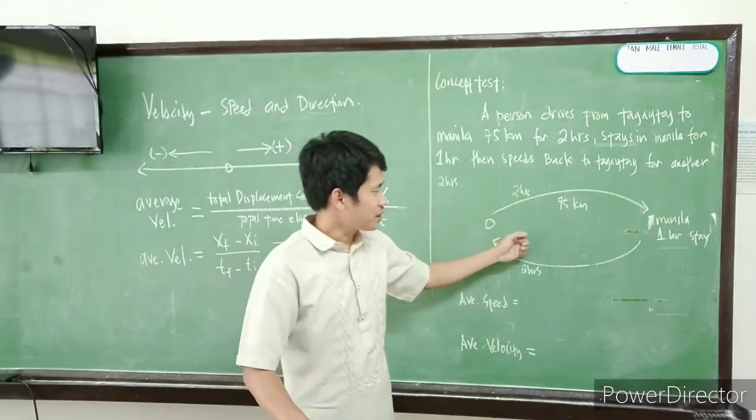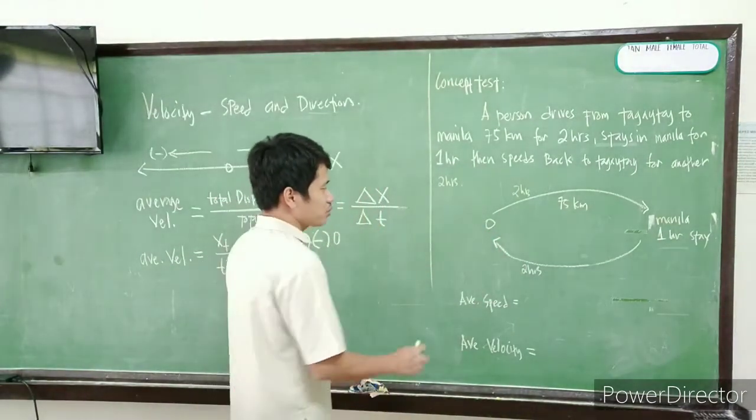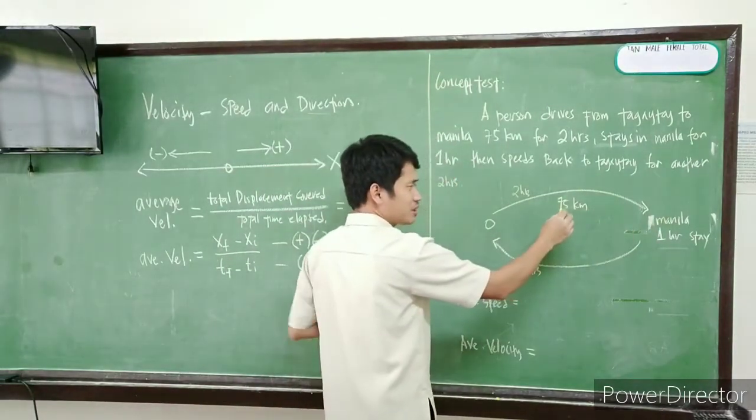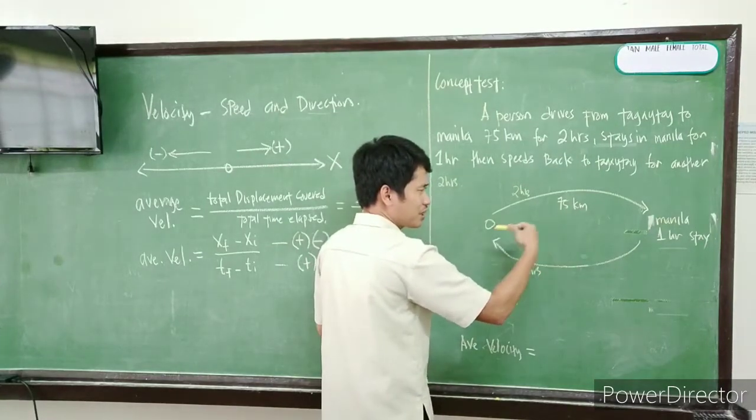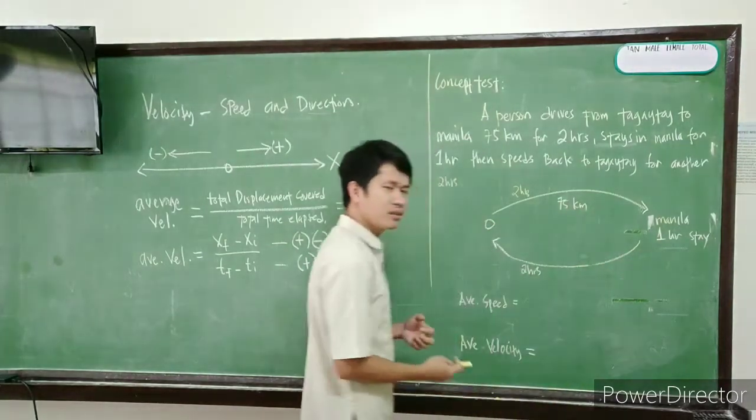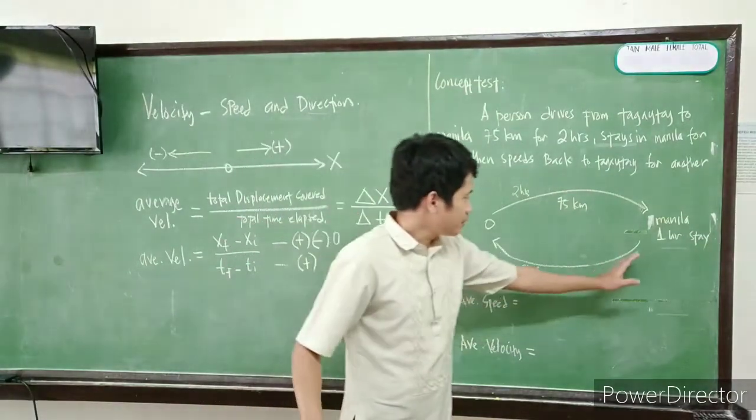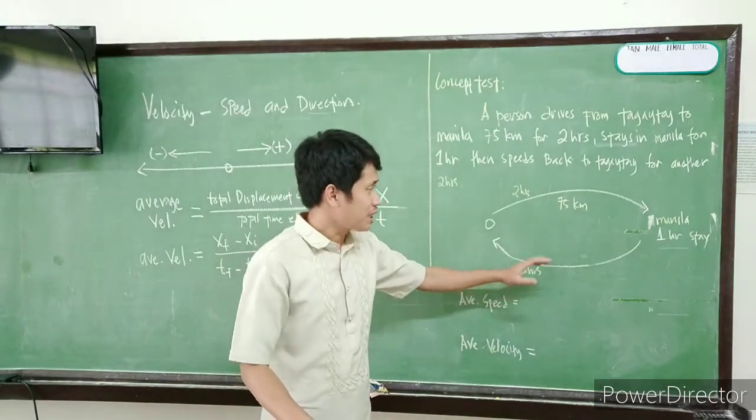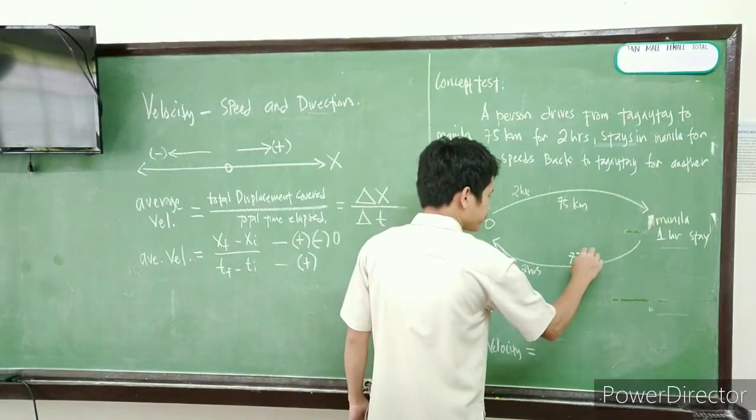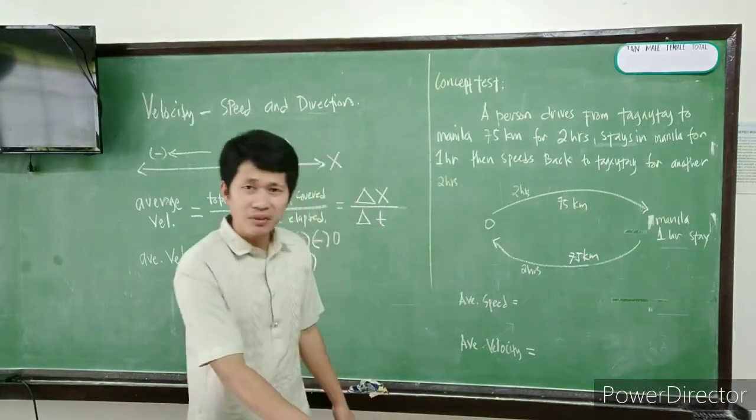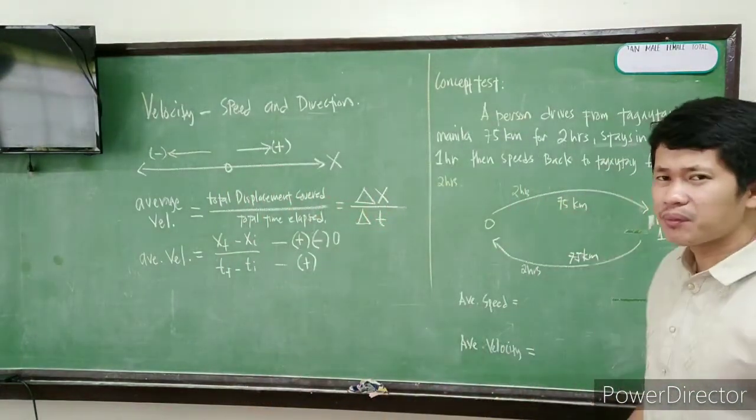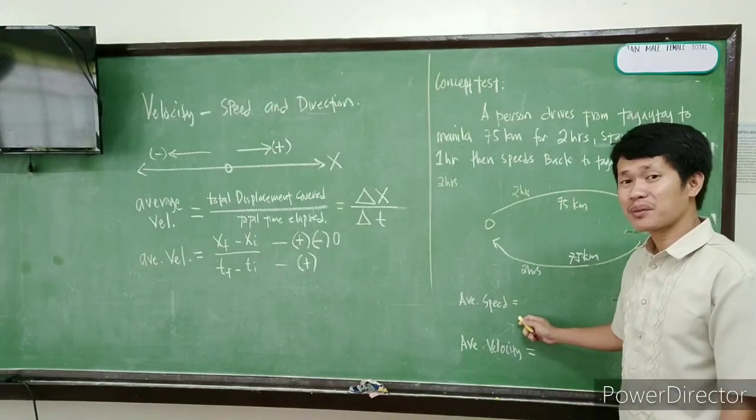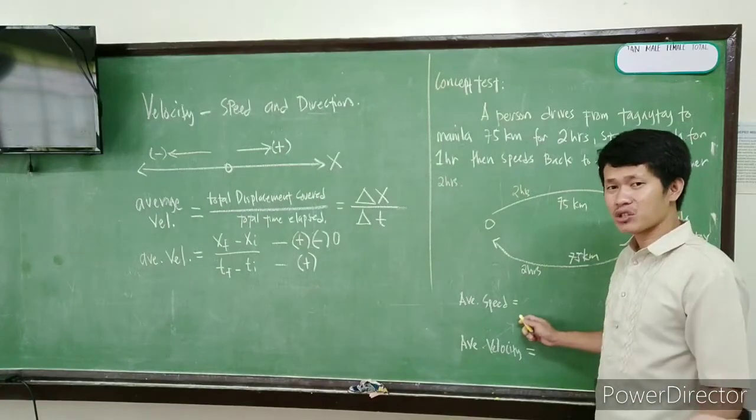Okay? So, look at this free-body diagram. For example, you drive to Manila, around 75 kilometers siguro yung distance from Tagaytay to Manila, and then you stay there for 1 hour. Okay? And then you go back to Tagaytay for another 2 hours, for another 75 kilometers. So what will be the average speed? By definition, ang average speed is total distance covered over total time elapsed. Okay? Based from our discussion before.